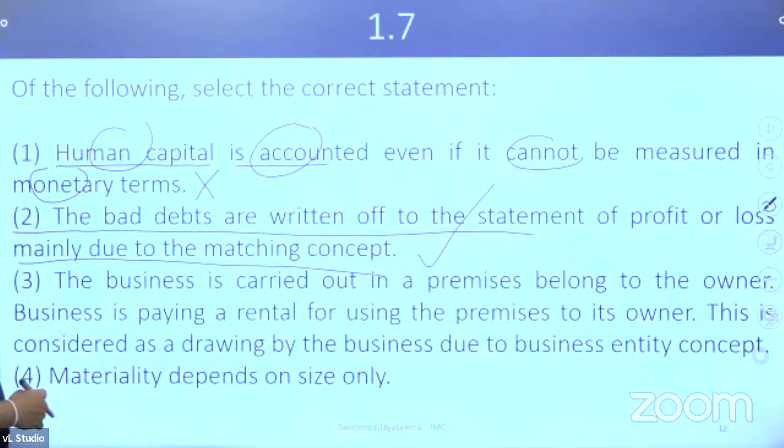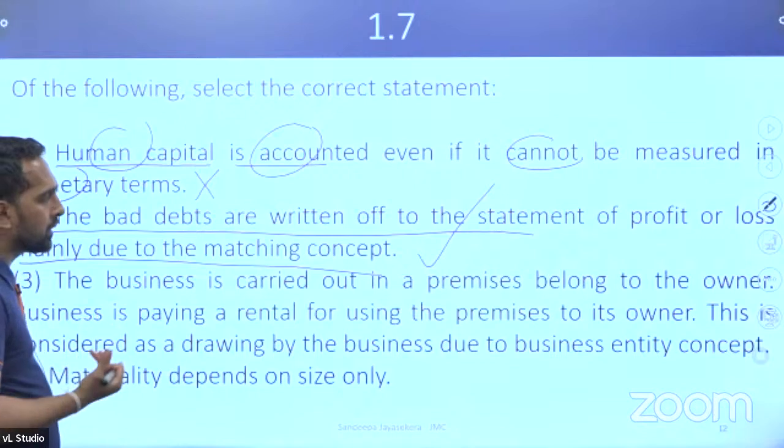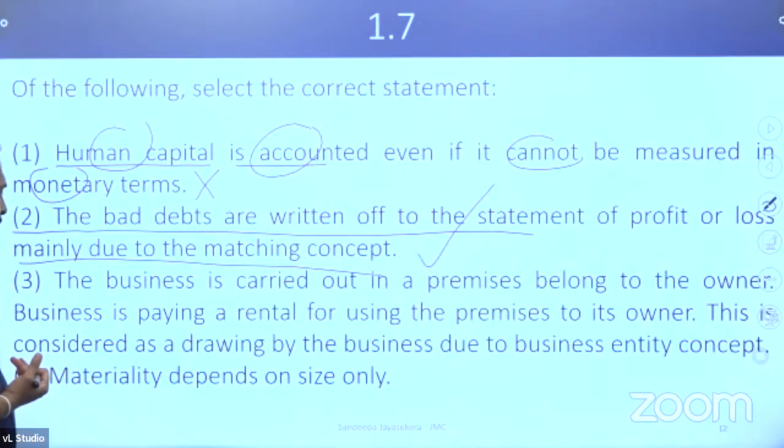Third one, the business is carried out in a premises belonging to the owner. Business is paying a rental for using the premises to its owner. This is considered as a drawing by the business due to business entity concept, right?